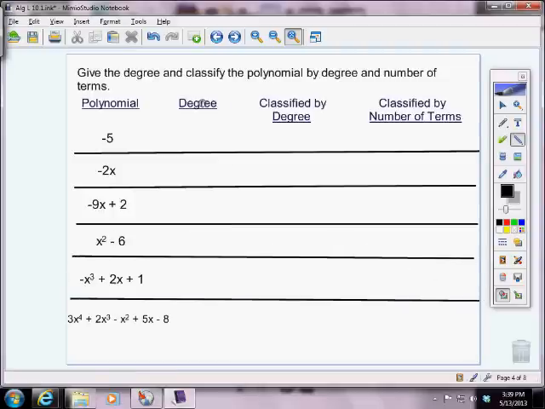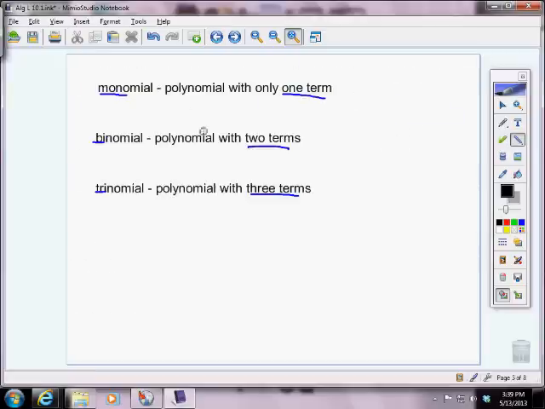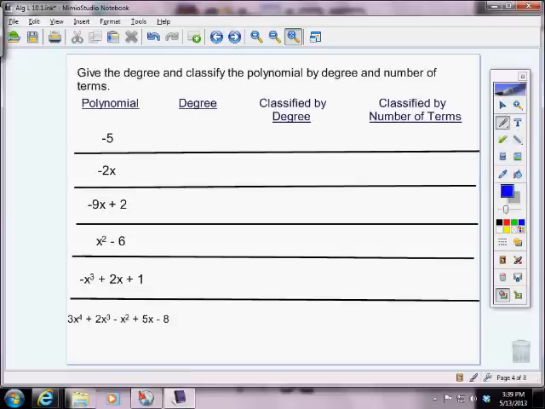Okay, so we're going to classify it by its degree. That's what we just did. We're going to look at what we classify it as, and I'll go through the different choices we have for that. Then we classify by the number of terms, where we get into monomial, binomial, trinomial, and just polynomial. So let's look at this first one here.